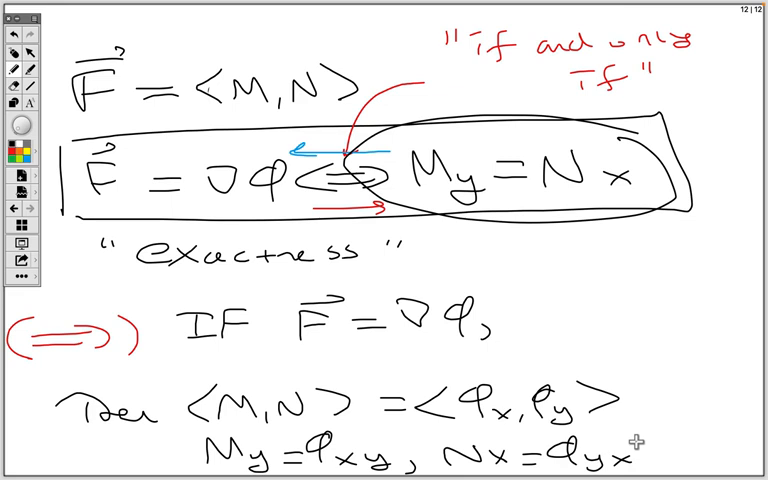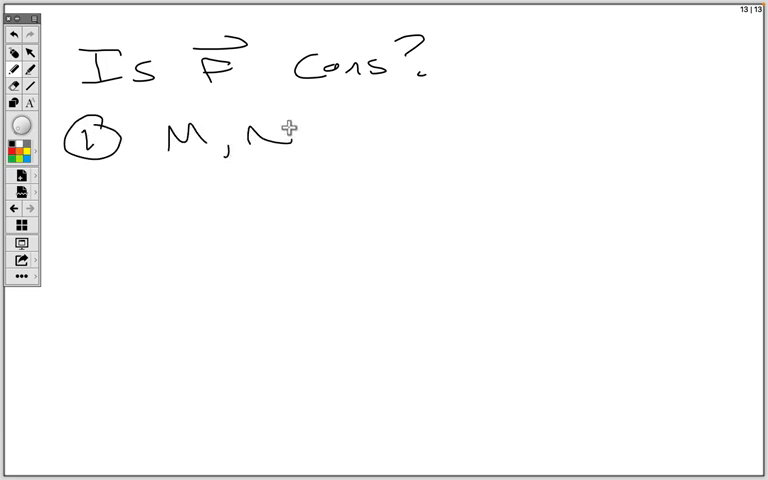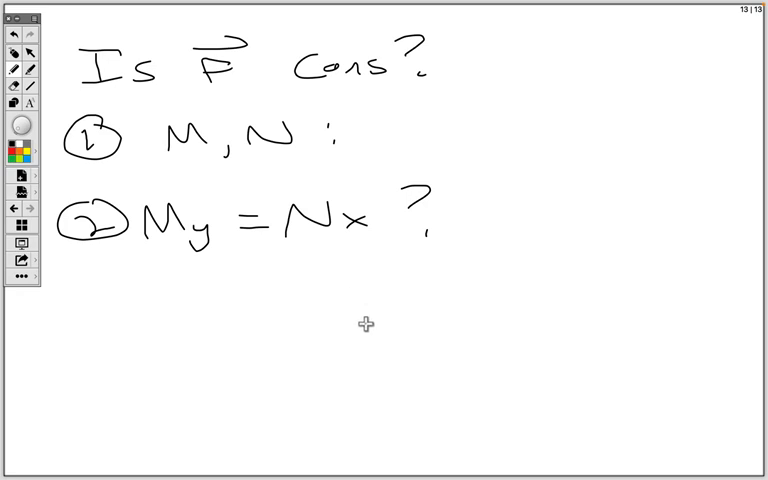But this is how we're going to check to see if a field is conservative. So, is f conservative? Well, here's how we'll do it. We'll identify the M and the N, and we'll check. Does My equal Nx? Right? That's how we're going to check to see if a field is conservative.